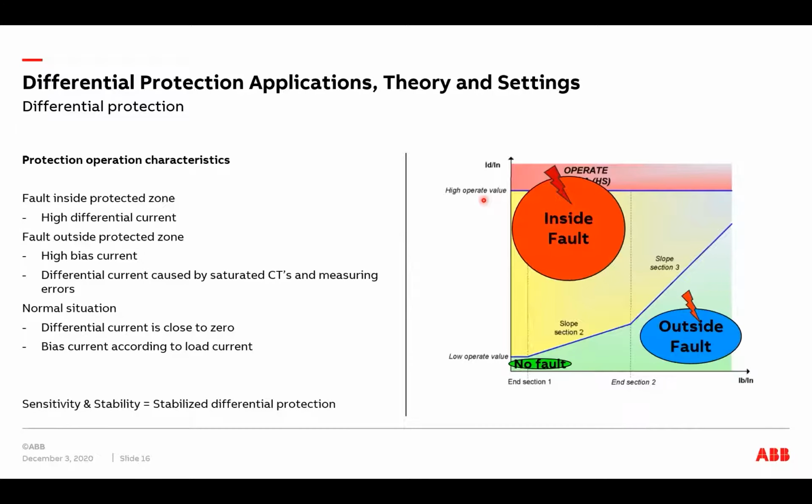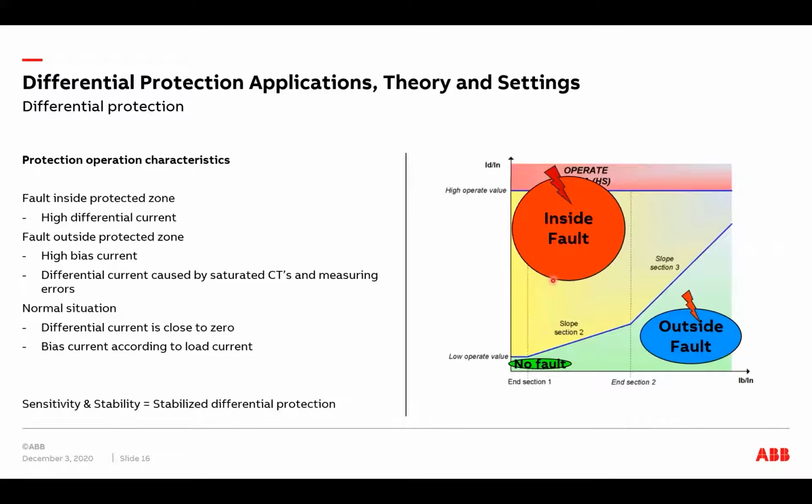So let's then have a look at the different scenarios here. In case we have a fault in the power transformer, or let's say inside the protected zone, that means that we will have a high differential current. And looking at this picture, the differential current will be about here in this diagram.